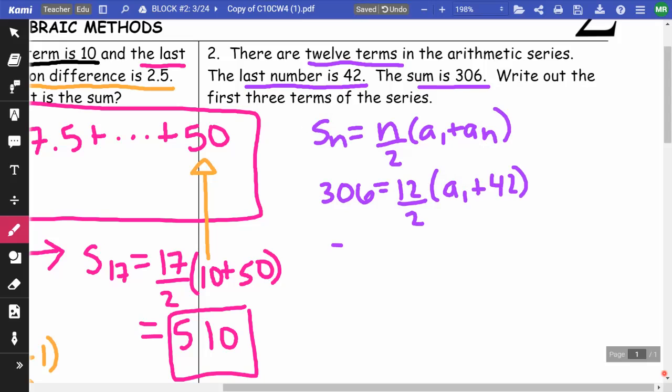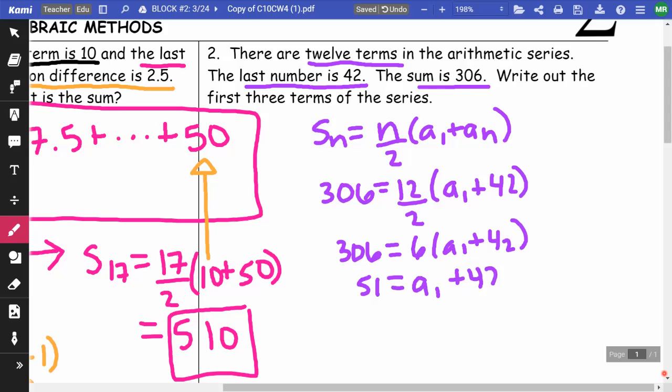So basically I have 306 is equal to 6 times A1 plus 42. I'm going to divide by 6 both sides. I could distribute, I'm just going to divide by 6. So I get 51 is equal to A1 plus 42. I'm going to be subtracting 42 from both sides. So I'm going to get 9 is equal to A1. So my first term is 9.